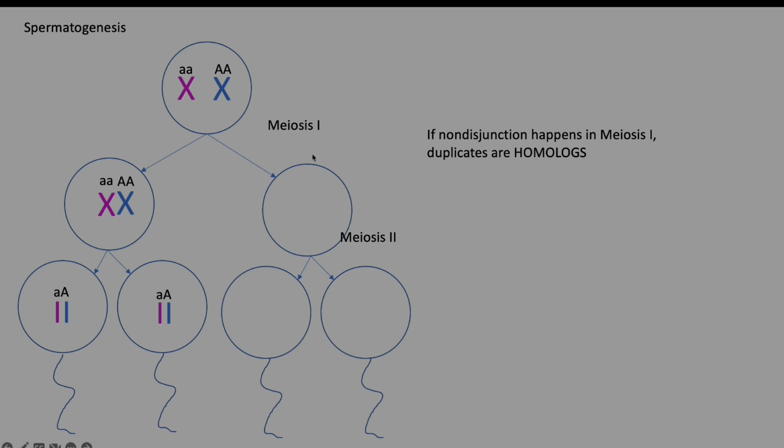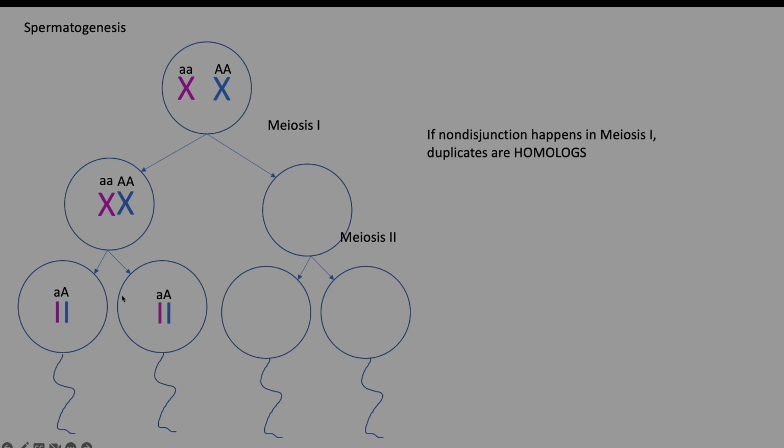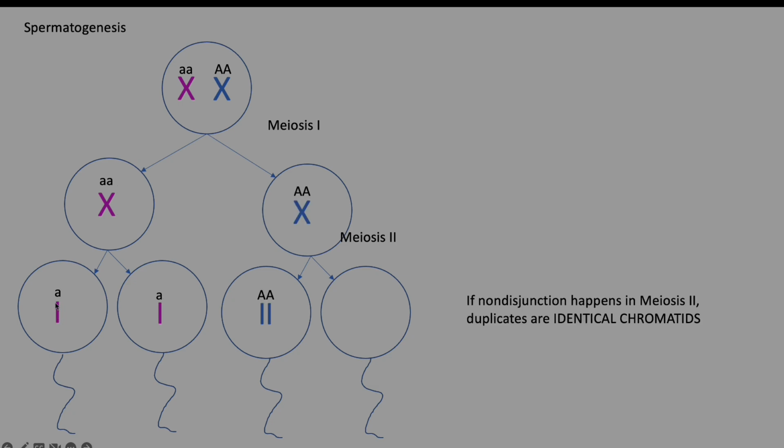So now let's talk about non-disjunction. Looking at spermatogenesis, if non-disjunction happens in meiosis 1, that means your homologs failed to separate, right? Whereas if it happens in meiosis 2, it means that your sister chromatids failed to separate. So going back, if it's meiosis 1, you could potentially have different alleles on the duplicates. If it's in meiosis 2, then the alleles should be the same, because it comes from identical chromatids.